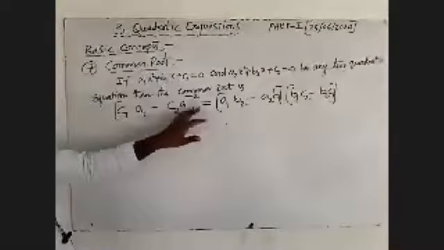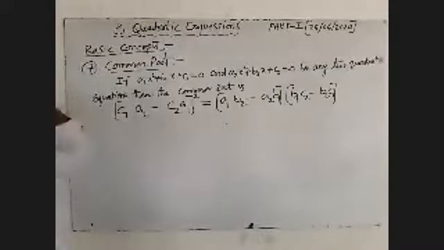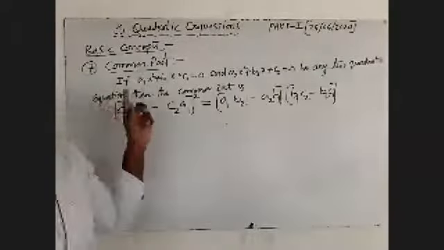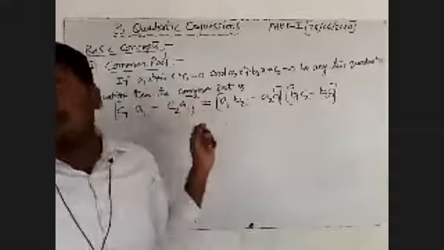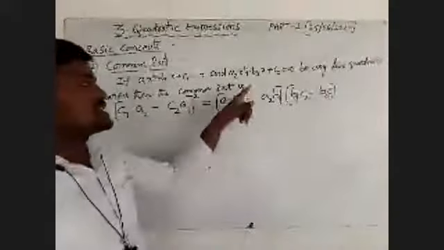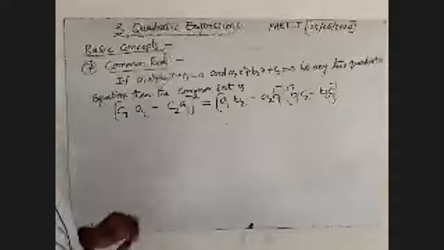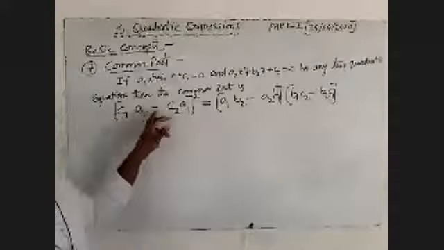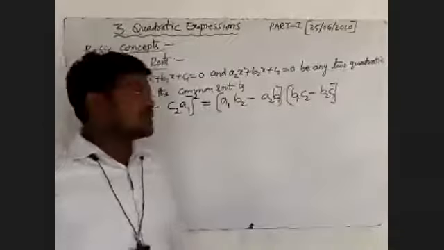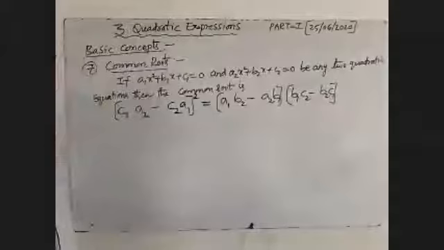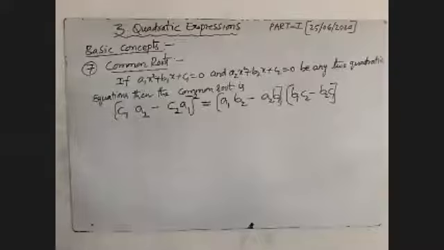This is the common root condition of two quadratic equations. This is the most important concept. Once again I will explain this one. If a1x square plus b1x plus c1 equal to 0 and a2x square plus b2x plus c2 equal to 0 are any two quadratic equations, then the common root condition is (c1 a2 minus c2 a1) whole square equal to (a1 b2 minus a2 b1) into (b1 c2 minus b2 c1). This is the common root condition of the given quadratic equations.